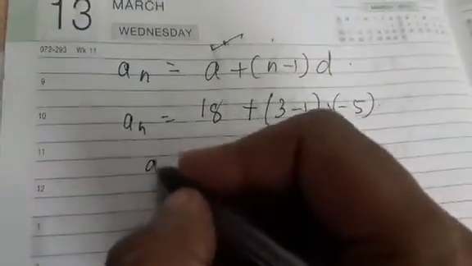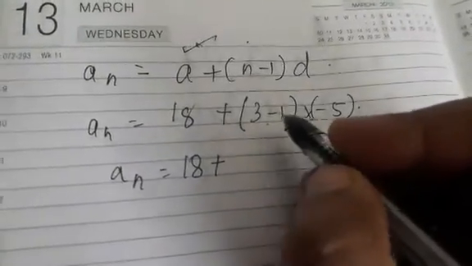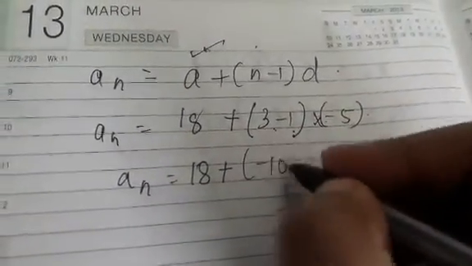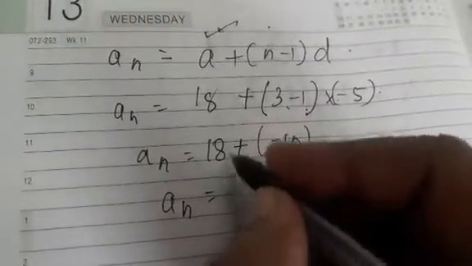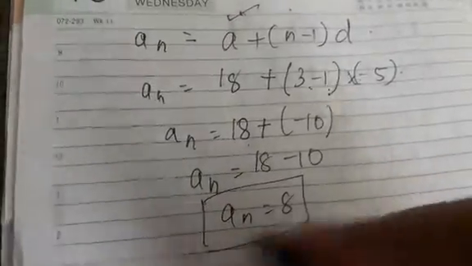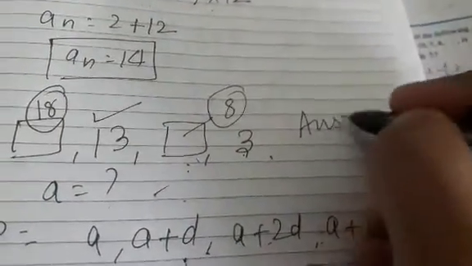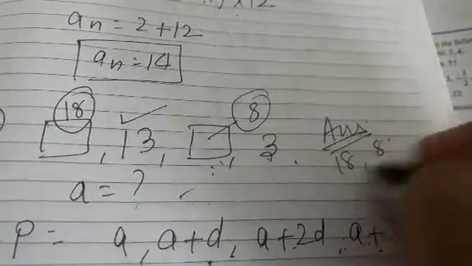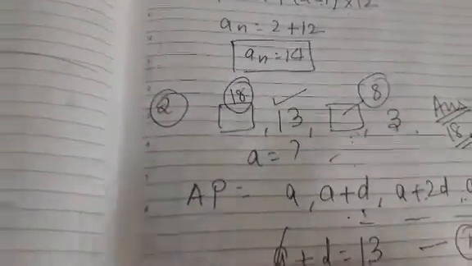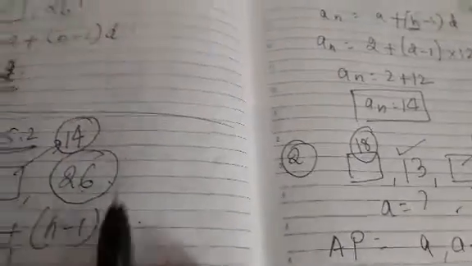So therefore I will get an is equal to 18 plus 3 minus 1 is 2, 2 into minus 5 is minus 10, and therefore an is equal to 18 minus 10, and that will give you 8. Okay, so the third term is what? 8. This is the answer. So our answers are, one is 18 and one is 8. So children, I told you that you have to take two equations depending on what is given in the question, and I hope this is clear to you. So let's go on to the next question.